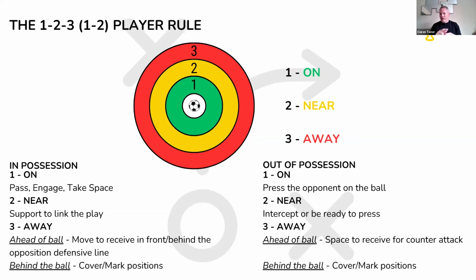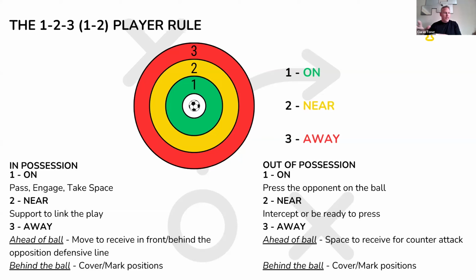Then there can really only be one number one in essence. If there's two players on the same ball, you'd be thinking there's something not right there. But one player, number one. Then there could be a collection of players that are near the ball, so within a short passing range, we would say.